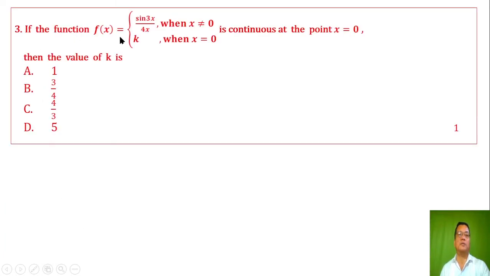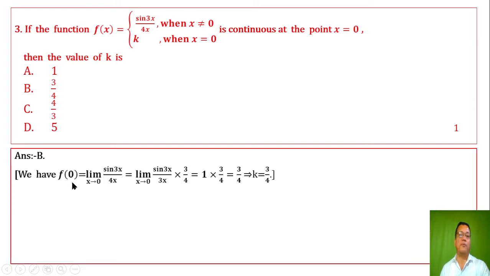If the function f of x equal to this when x does not equal 0, whose value is k when x is 0, is continuous at the point x equal to 0, then the value of k is. We have f of 0 equal to limit of sine of thrice x by 4x as x tends to 0, which can be written as limit of sine of thrice x by thrice x into 3 by 4 as x tends to 0, whose value is 1 into 3 by 4, which is 3 by 4. But f of 0 is equal to k, so k equal to 3 by 4. The correct answer is B.